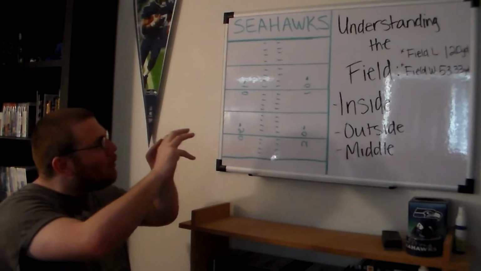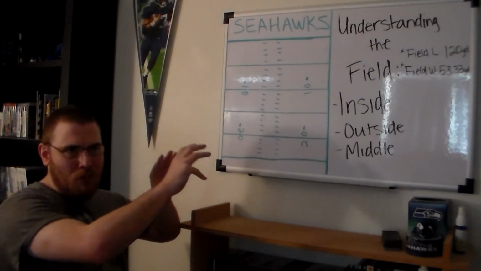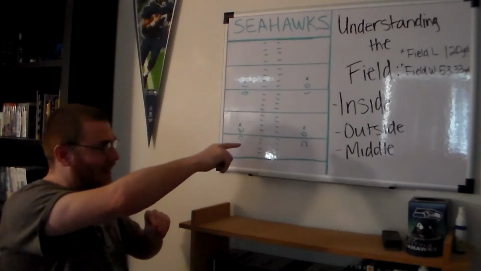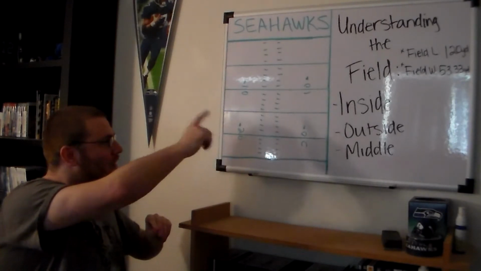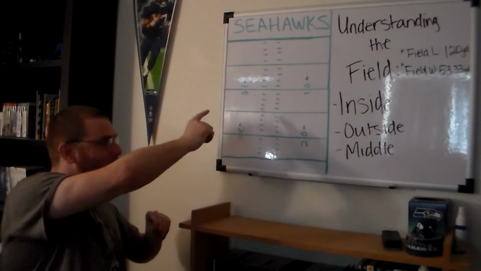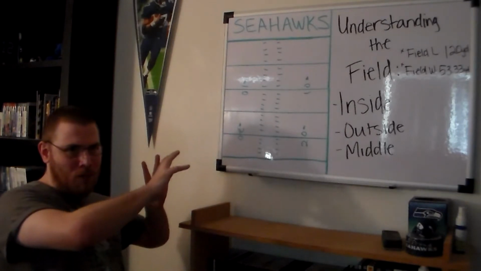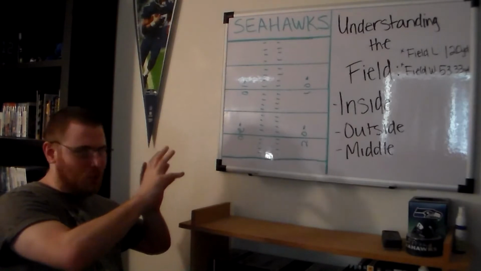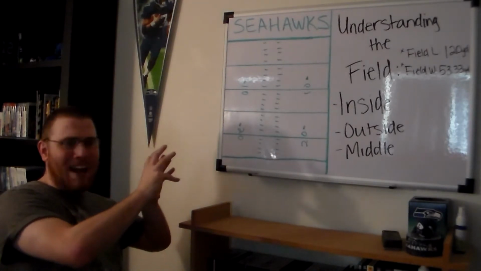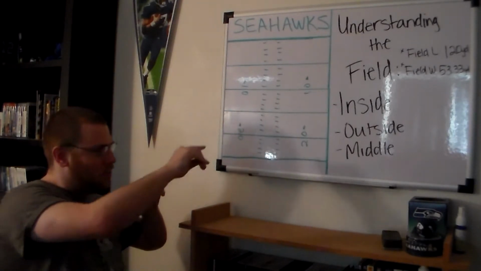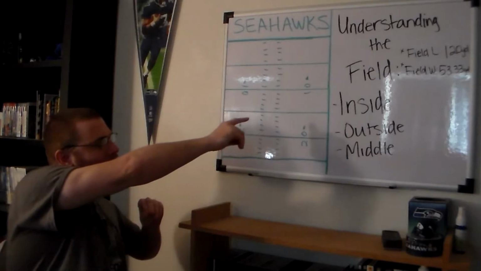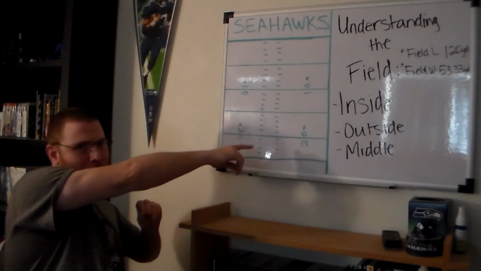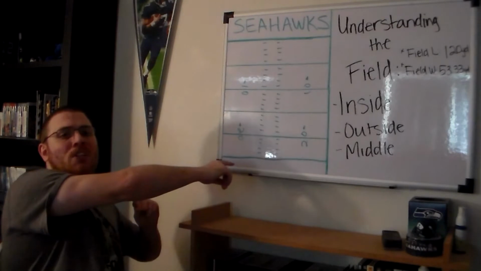Okay, so there's 3 points on the field you've got to know. There's the sideline, there's the numbers, and there's the hash marks. If you divide the field up this way, it should make everything you analyze much easier. So remember, it's sideline, numbers, hash marks.